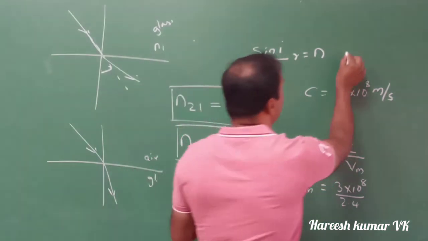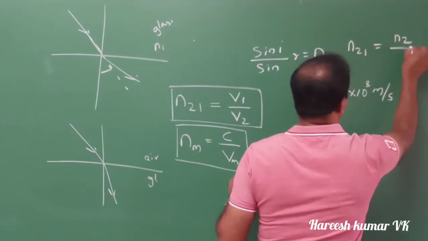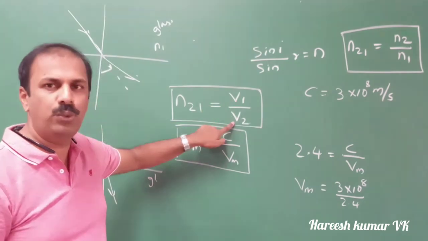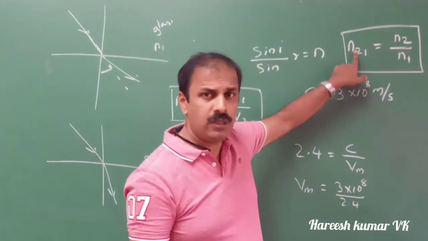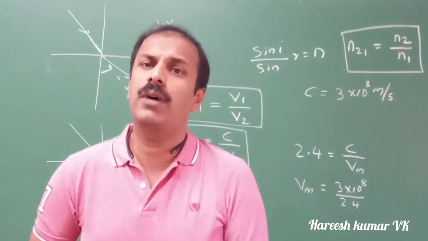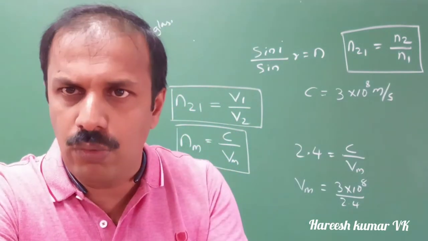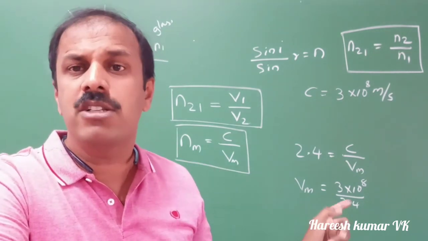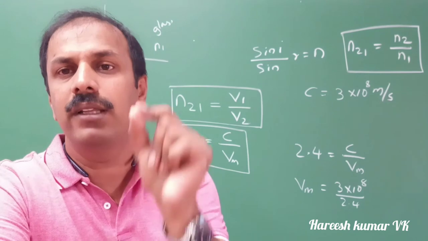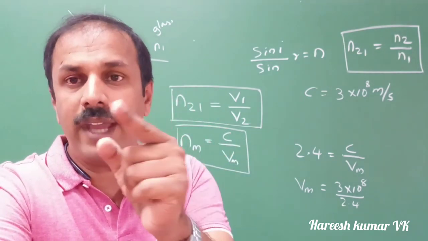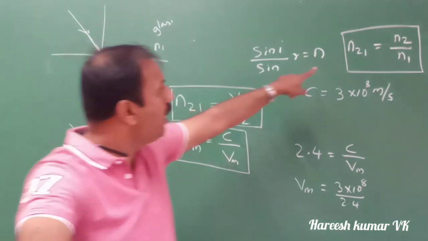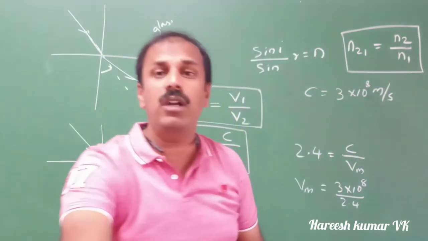In that case, what we have to do is, we have to use the equation N21 is equal to N2 by N1. This is important because when we are taking velocity, N21 is V1 by V2. But when you are calculating from refractive index itself, then N21 is N2 by N1. That is, if you want to calculate the refractive index of glass with respect to water, if you use the velocity, then speed of light in water divided by speed of light in glass. But if you are taking refractive index, then refractive index of glass with respect to water is refractive index of glass divided by refractive index of water. So this is becoming opposite. If it is velocity, it is V1 by V2, and if it is refractive index, it is N2 by N1. Don't confuse in that one.